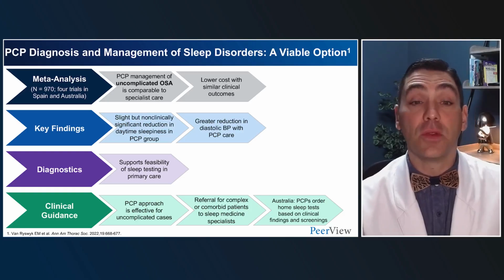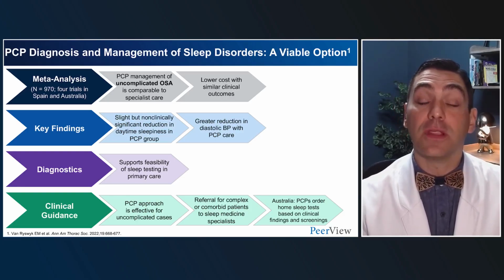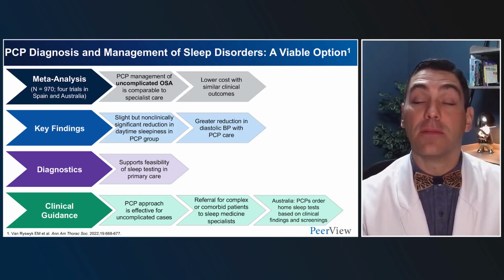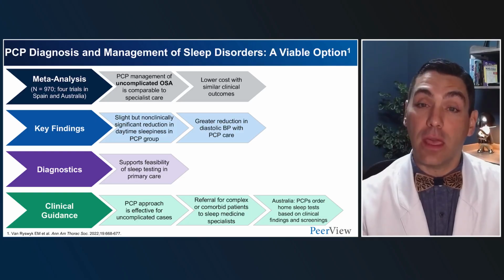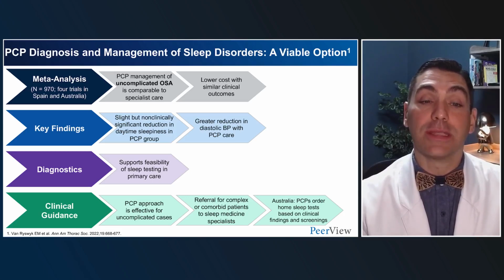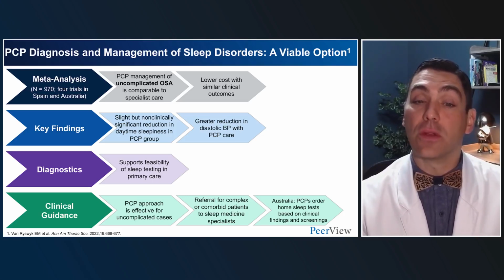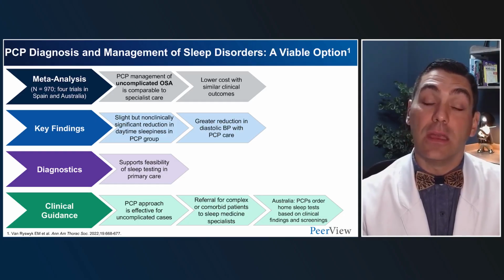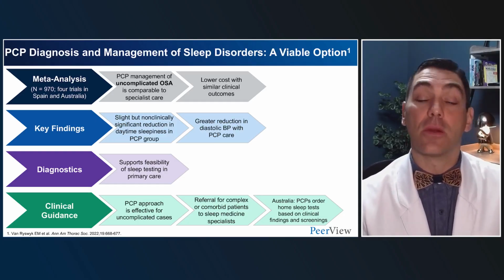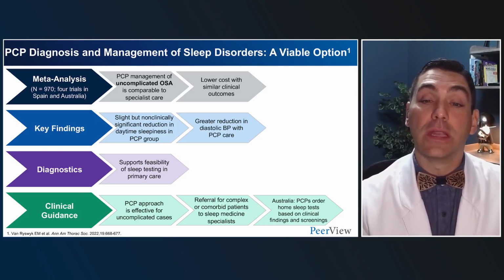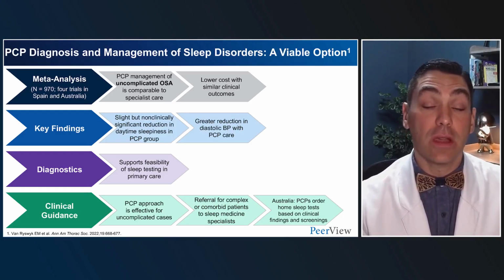So, this demonstrated feasibility of sleep testing in primary care, as well as primary care being able to effectively manage uncomplicated cases of obstructive sleep apnea. However, it remarks that complex patients with comorbid conditions should be referred to a sleep medicine specialist. In Australia, currently, primary care providers are able to order home sleep testing based on clinical findings and screening questionnaires.